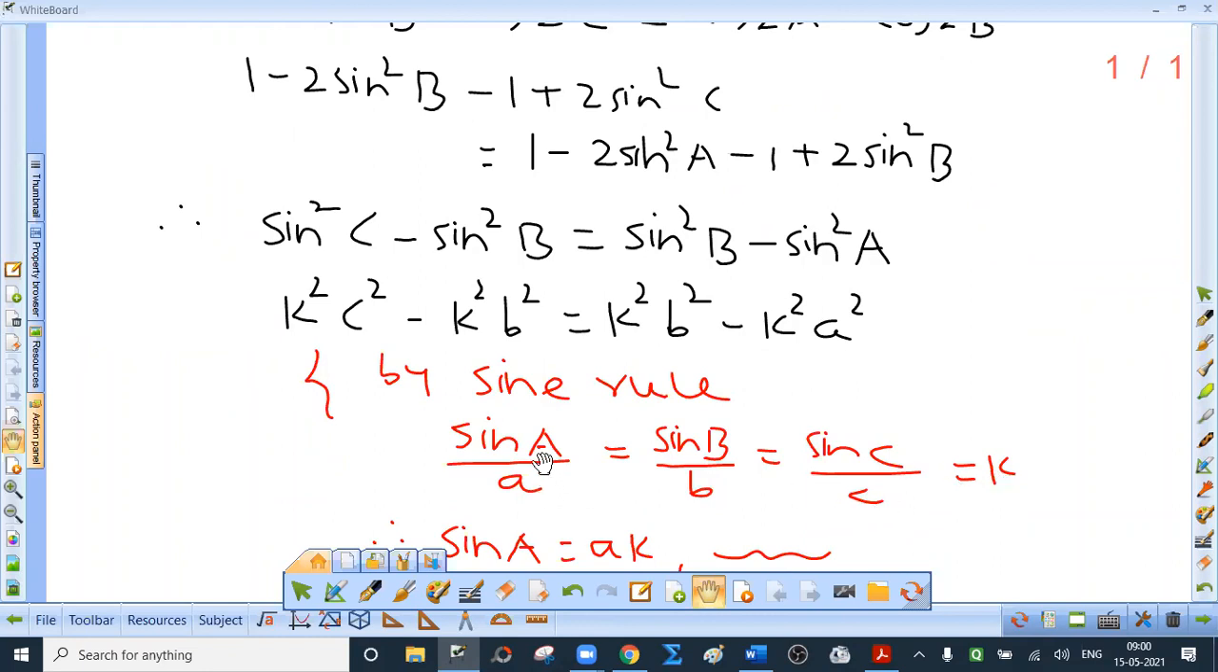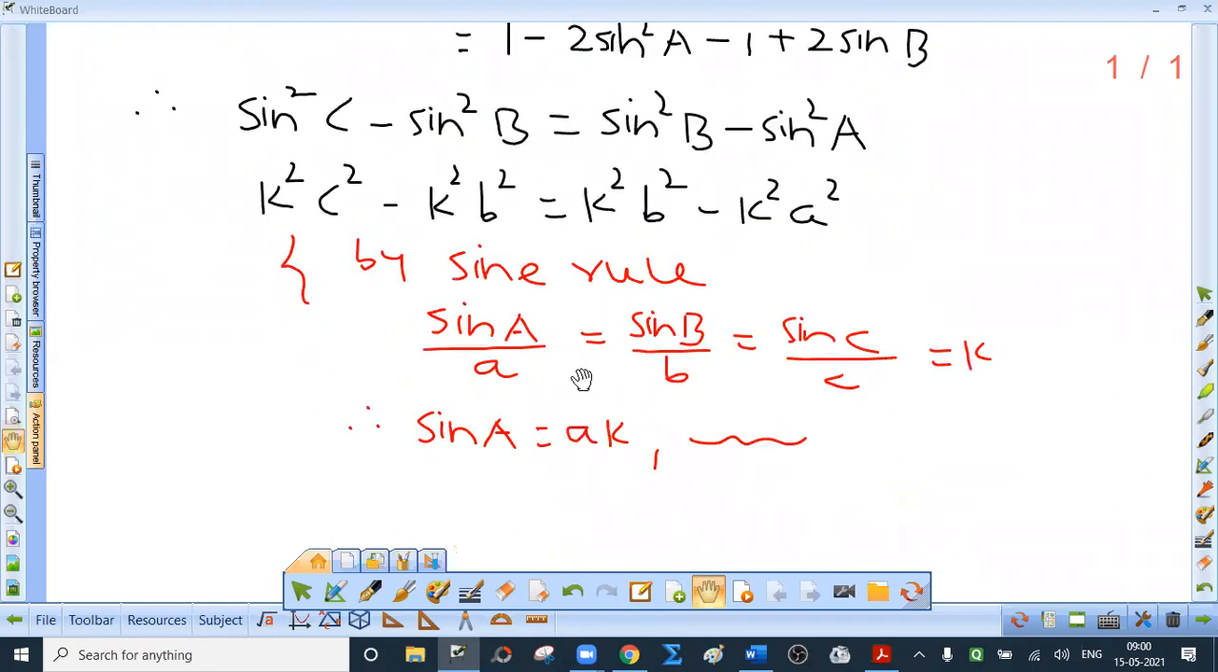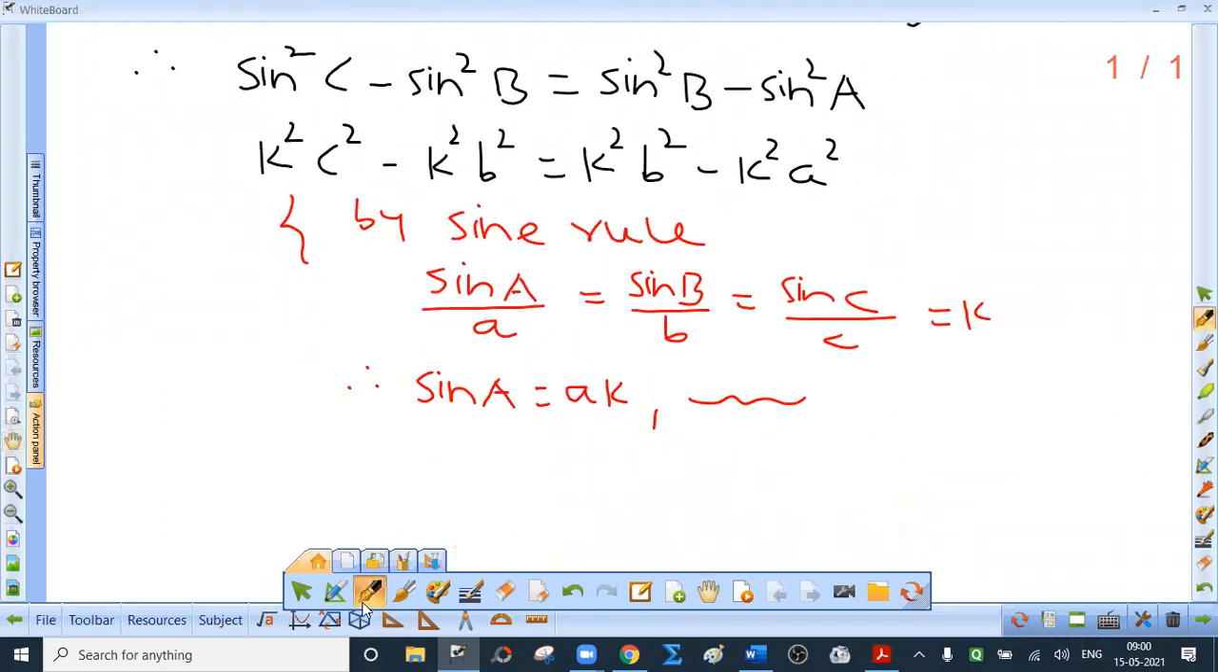equal to K. So what is sin A? AK. What is sin B? BK. What is sin C? CK. And therefore, this becomes C square K square minus B square K square equal to B square K square minus A square K square. I can cancel K square. Therefore, I get C square minus B square equal to B square minus A square.